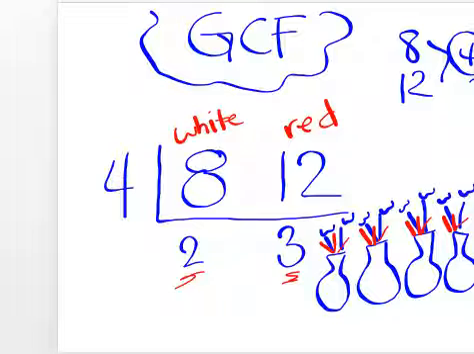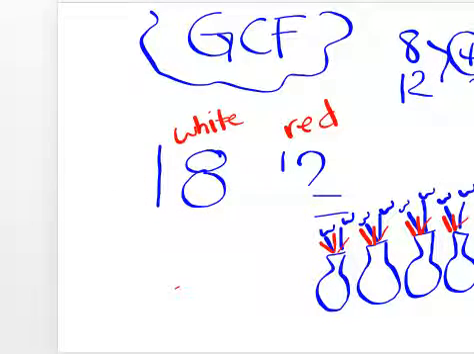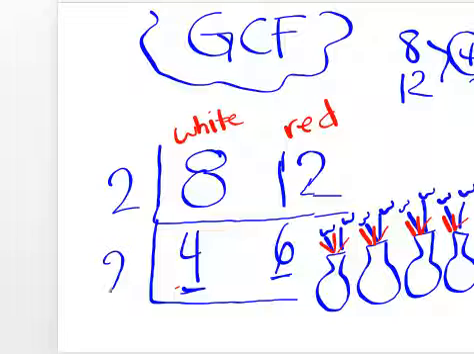Just to show you, I'm going to leave that picture up. If I didn't know that, I could have been like, well, I know both of these divide by 2. So 8 divided by 2 is 4, and 12 divided by 2 is 6. And I could have put 4 whites in each and 6 reds in each. But then I only would have gotten 2 vases, and I could have split them up even more.